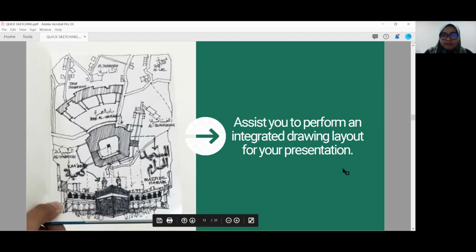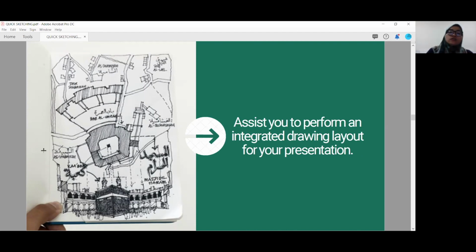Another aspect of why it has to be quick: it assists you to perform an integrated drawing layout for your presentation, like I mentioned in the previous two slides. The integrated drawing layout is very important to communicate. Your subject is design communication, so your design must communicate. The graphic must communicate with one another, with your plan, with your elevation, with your 3D drawings and whatnot.